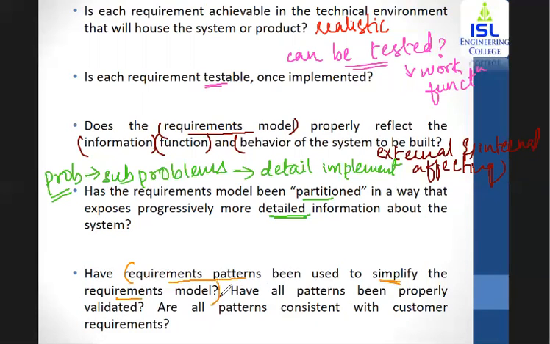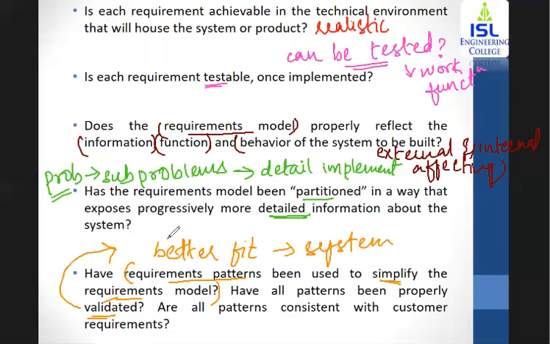Now when you've identified that, the next part is: have all patterns been properly validated? That is, if you're implementing a pattern that requires a window within the room and your room does not have a window, then it does not fit. So you're going to validate the pattern, whether it is a better fit for your system or not. You're going to validate whether this pattern is a fit for the system or not.